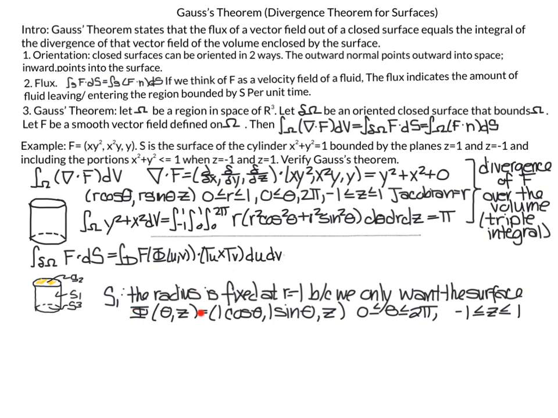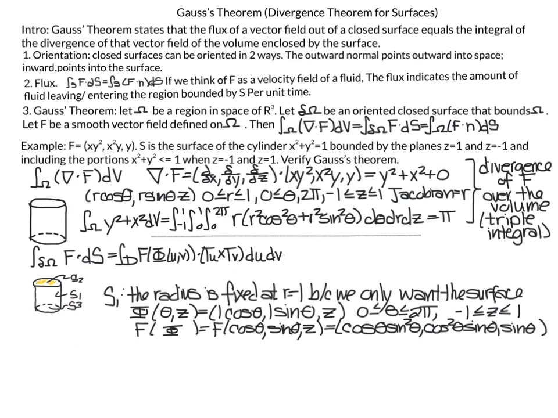So here I have my parameterization of my cylinder. So I have 1 cosine theta, and I wrote the 1 in just to remind ourselves that r is fixed, 1 sine theta, and then z. And theta goes between 0 and 2 pi, z goes between -1 and 1.